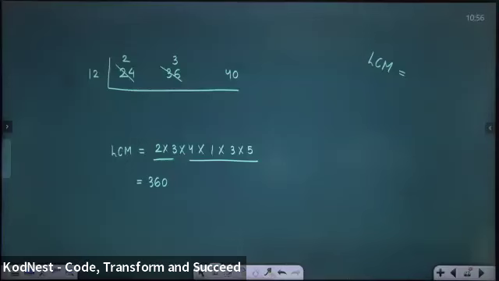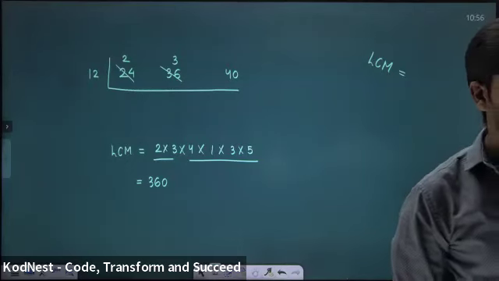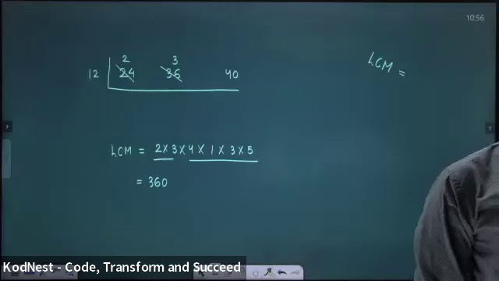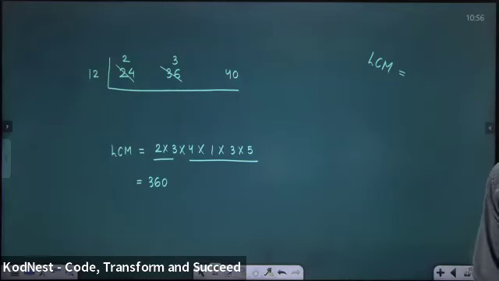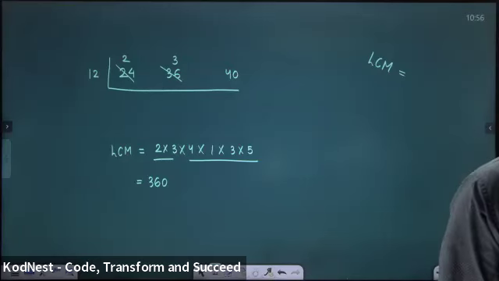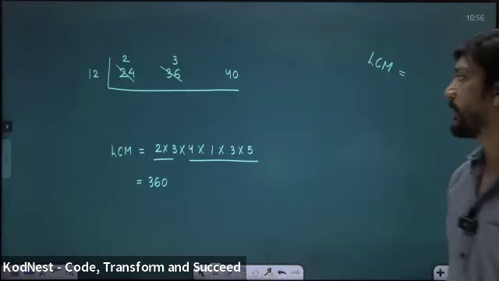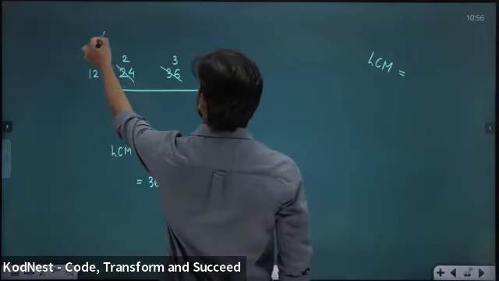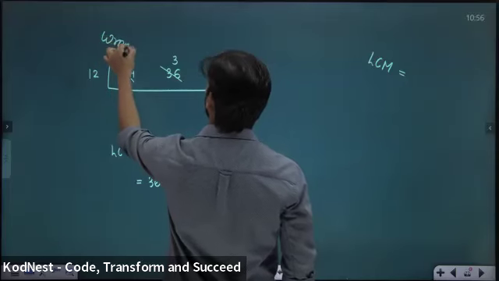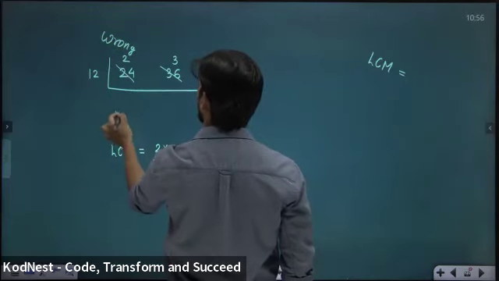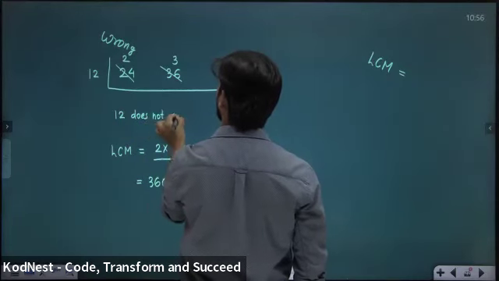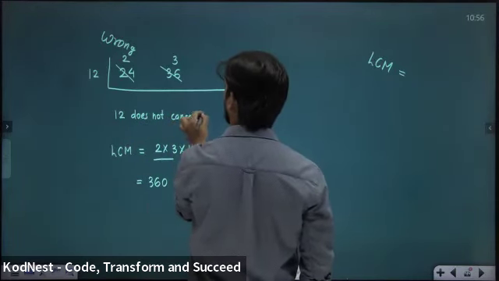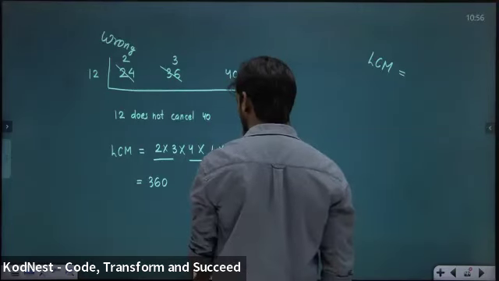My dear, if you start with 2, the number of steps will increase. Yes, 8 you can, no, not 8. You cannot take 8. So this is wrong. Why is this wrong? Because 12 does not cancel 40. That's why it is wrong.